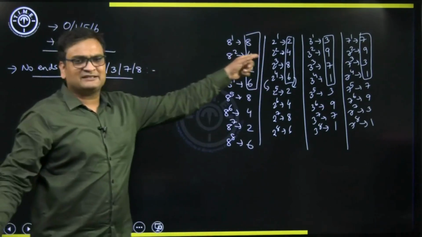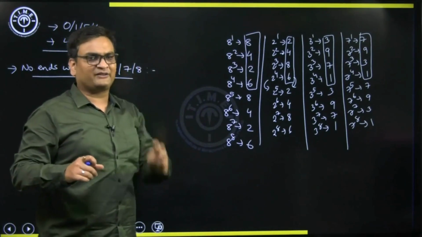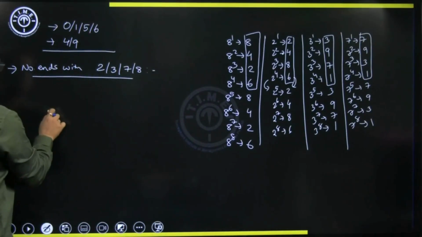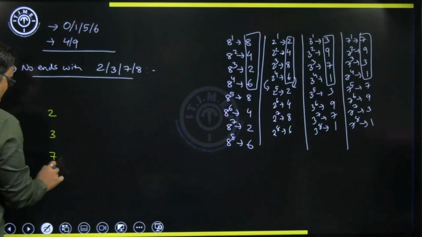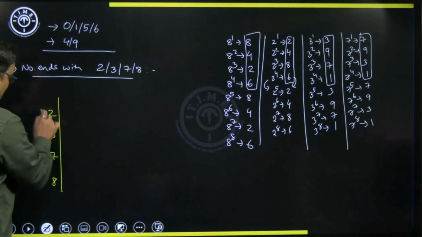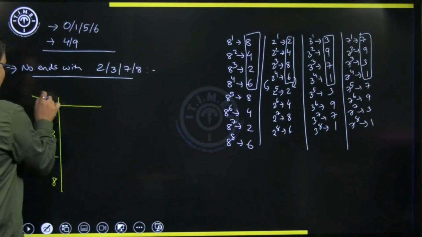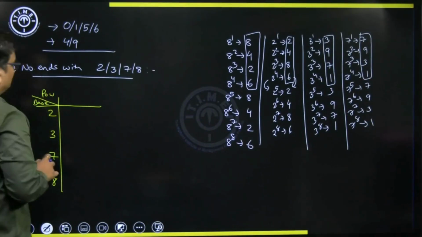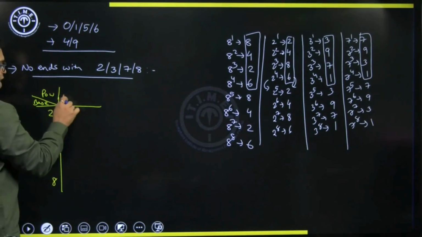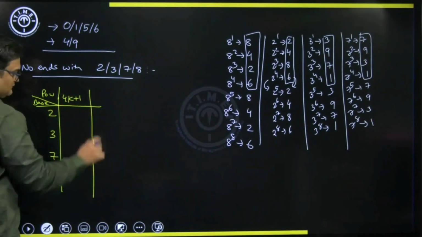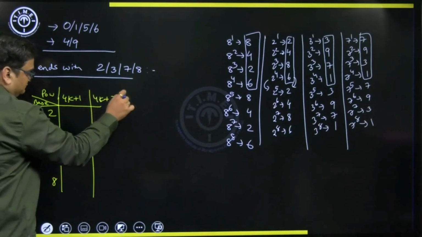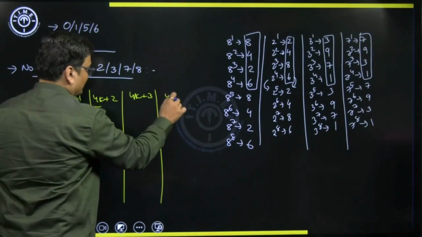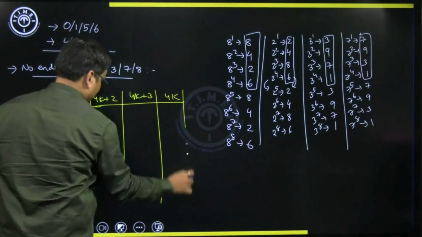So for each of these digits, the pattern is of 4 digits. When the pattern is of 4, we said we will think about our power, where this is the base, the units digit, in terms of 4k plus 1, 4k plus 2, 4k plus 3 and 4k, so a multiple of 4.